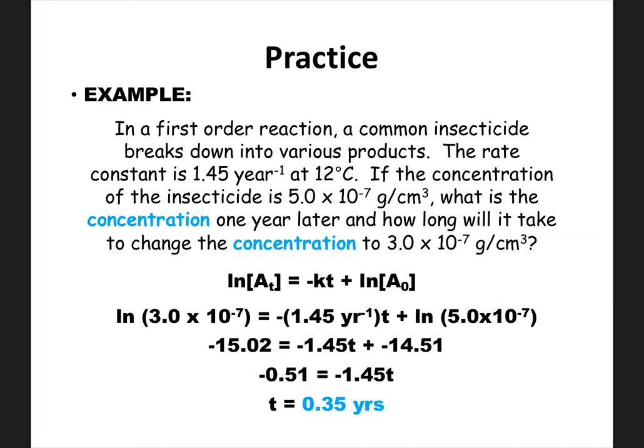And when you do that here, I kind of did that all in this step. Here's the natural log of this. Obviously, you should give the whole number. Here's the natural log of this. When you add this now, essentially, to both sides, you get negative 0.51 equals the negative 1.45 t.